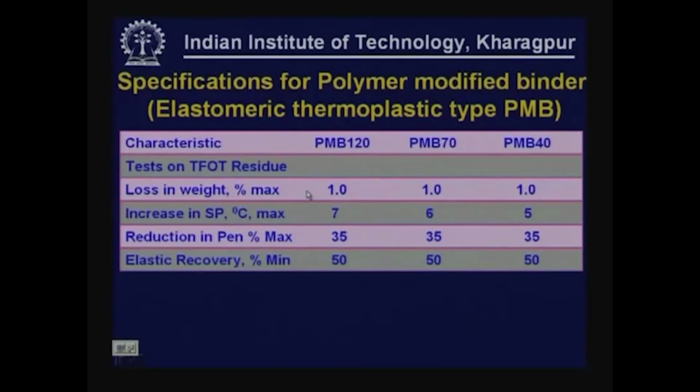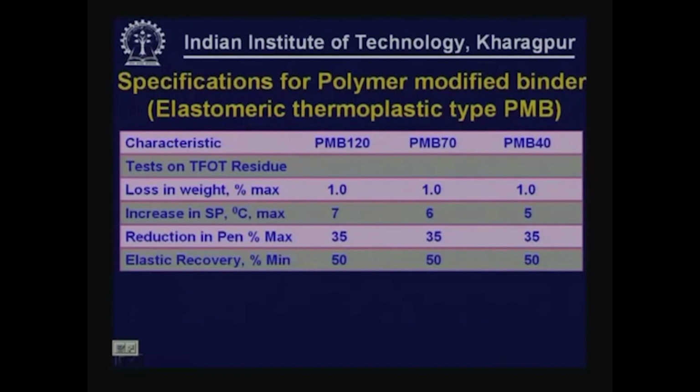Further characteristics that are normally determined for these modified binders are by conducting the TFOT test, the thin film oven test. After the binder is subjected to TFOT, we determine the loss in weight, which should not be more than 1%. We determine the increase in softening point compared to the original binder and the aged binder. The increase in the softening point should not be more than 7 for PMB 120, and more than 5 for PMB 40.